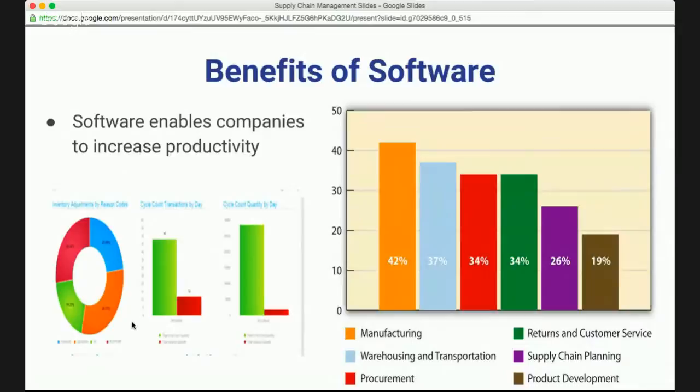There are many benefits of having a supply chain management software. The software enables companies to increase their productivity. These two images depicted on the slide can show what a supply chain software might look like. So we have graphs that show what exactly things are being used for in the business.